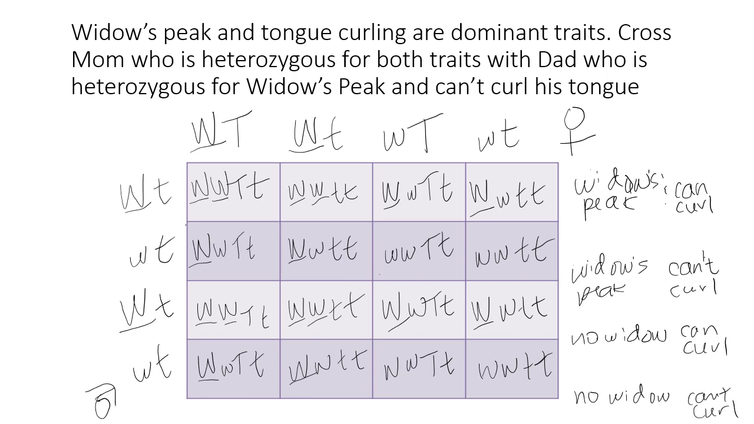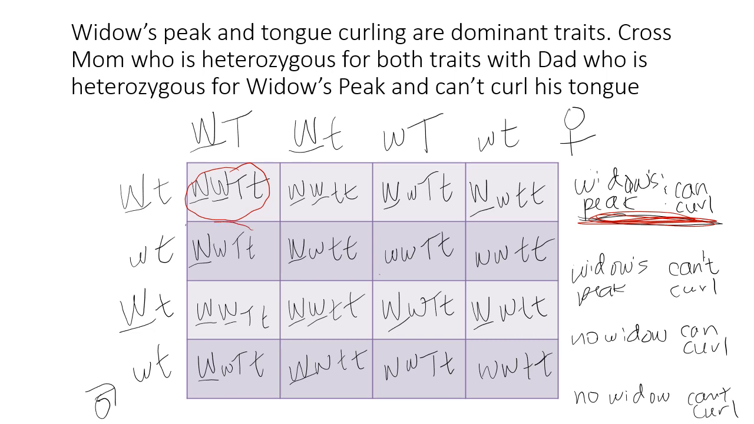So these are the combos that I have, and I need to come up with how many there are of each of these. So let's do this. If I'm looking for widow's peak and can curl, I'm actually going to color coordinate this. I'm going to make this one red. Widow's peak and can curl your tongue. If these are both dominant traits, I'm looking for at least one big W and one big T. So I'm going to circle anything with a big W and a big T in red so that I know what I'm doing.